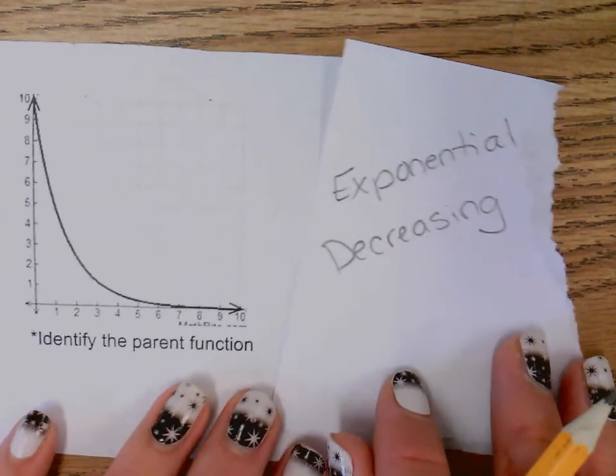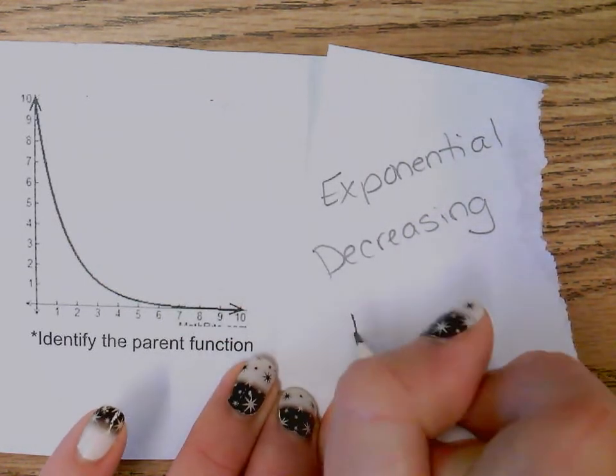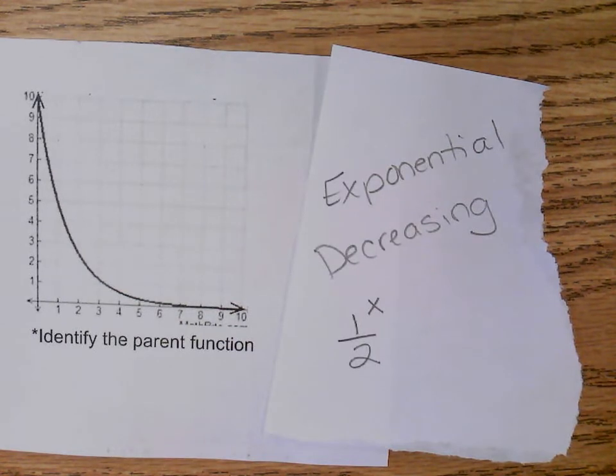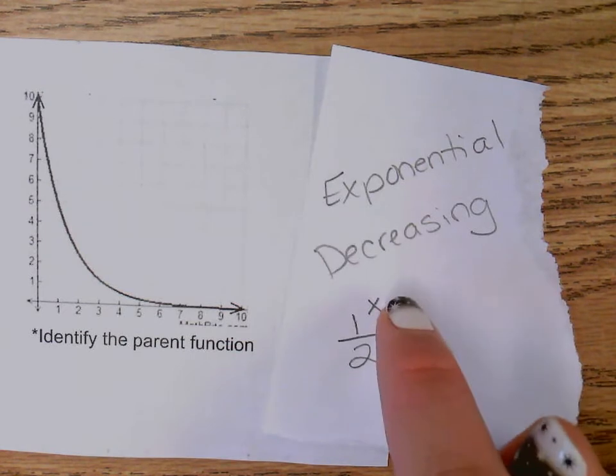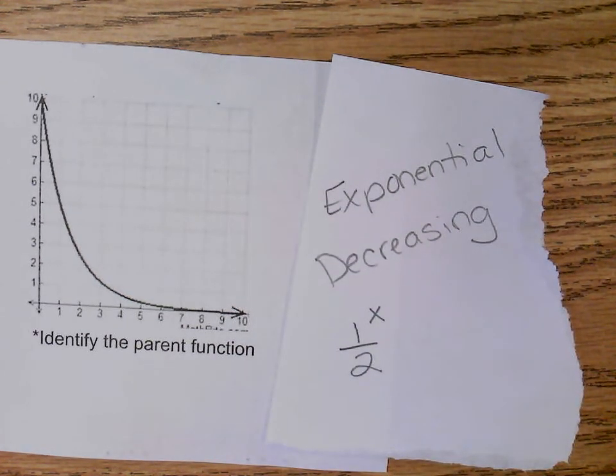I'm not going to be testing you on what the function would be, but an example might be 1/2 raised to the x power. That would be exponential decreasing. X is in the exponent, and it's a fraction less than 1. We're going to do a whole unit on exponential. So just knowing the name of the function and being able to identify it.